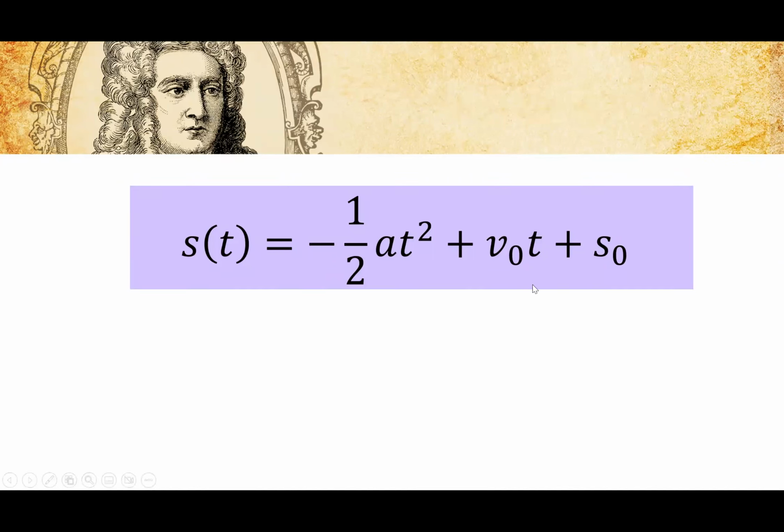So our formula for position, and it's always this formula, is negative 1/2 the acceleration times the time squared plus the initial velocity times time plus the initial position.